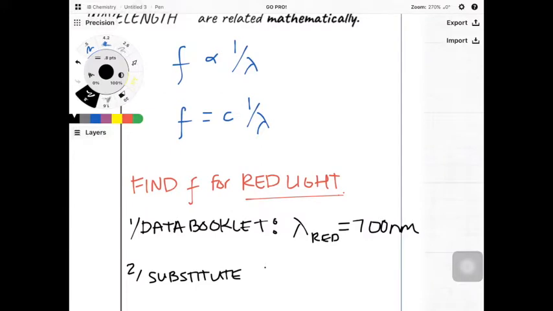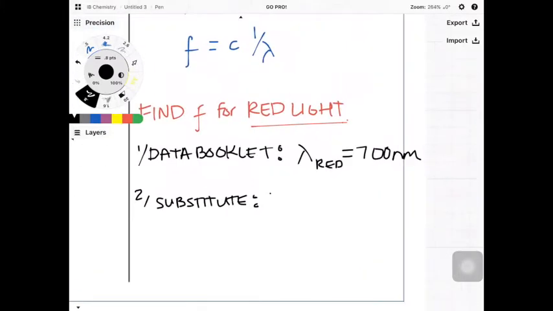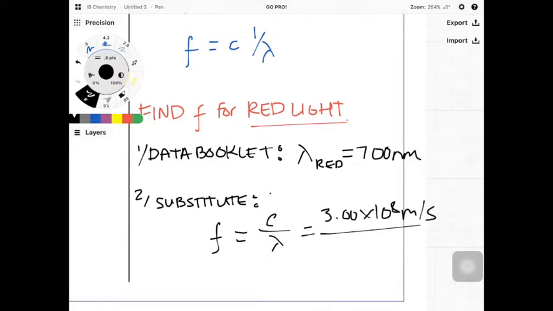After that, you just substitute your numbers into the equation and you can figure out your frequency, remembering that c, or the speed of light, is always 3 times 10 to the 8. So you can see me doing the calculations here. We have 3 times 10 to the 8 meters per second divided by 700 nanometers. And if we convert that to meters, remembering that a nanometer is 10 to the negative 9 meters, then we get 700 times 10 to the negative 9 meters.